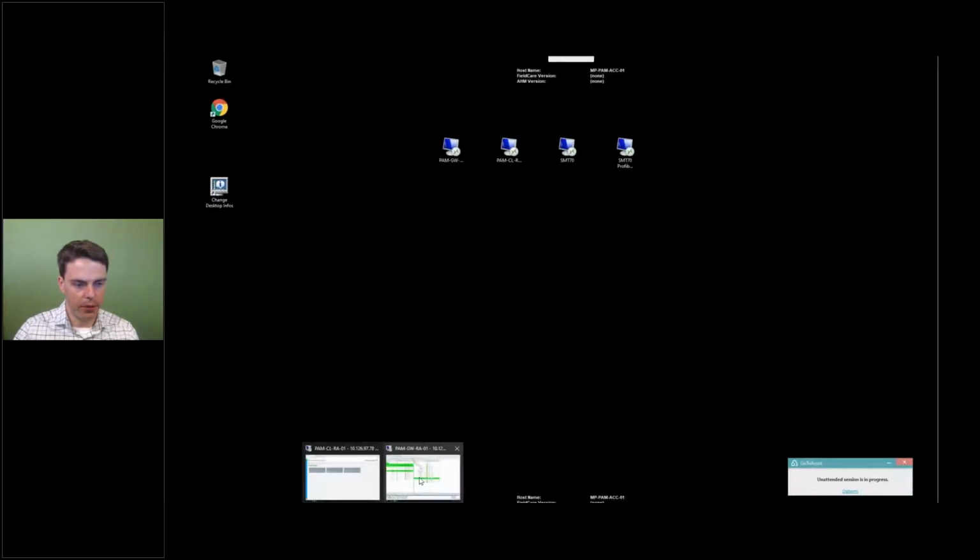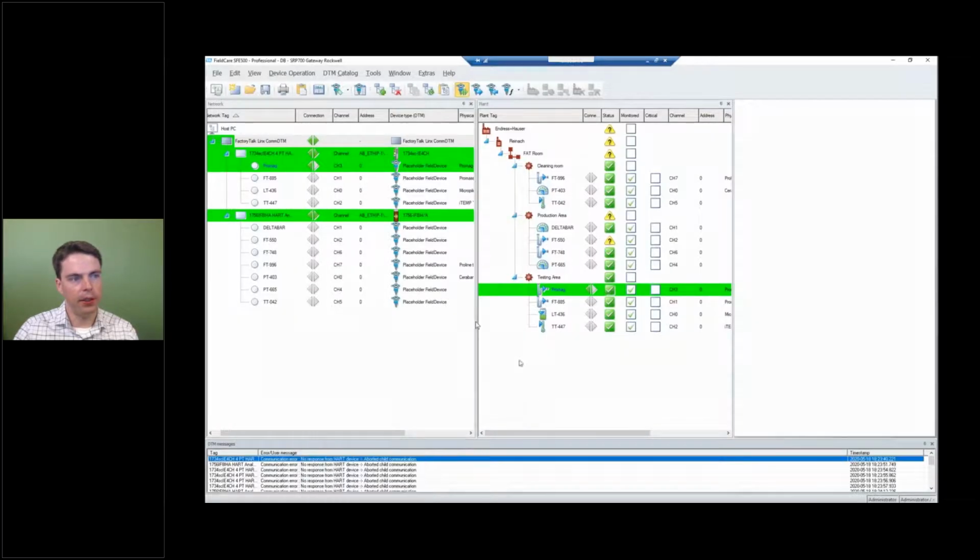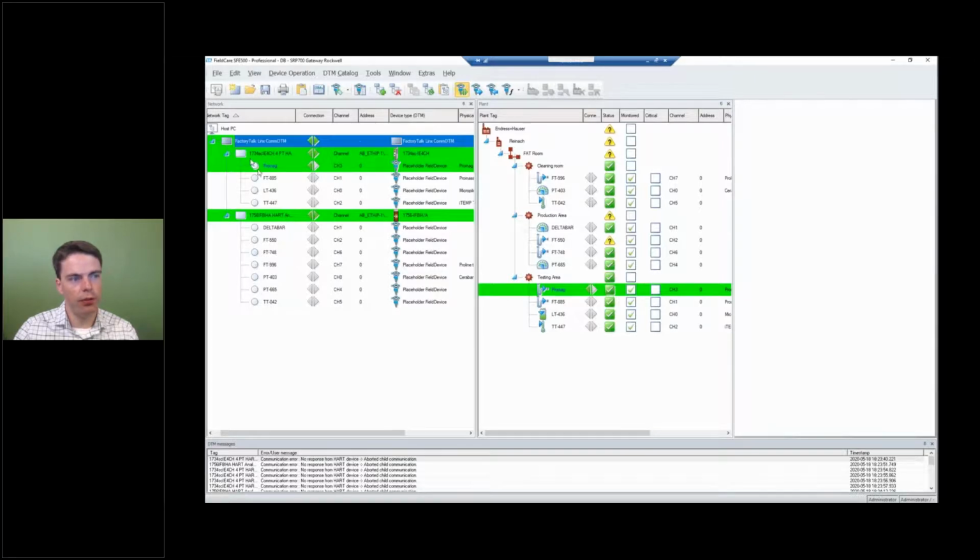So therefore, I connect to the gateway here. As you can see, this is the traditional network topology. So we have the Rockwell communication DTMs, the FactoryTalk Linx. This is the driver software that's responsible for connecting the devices.